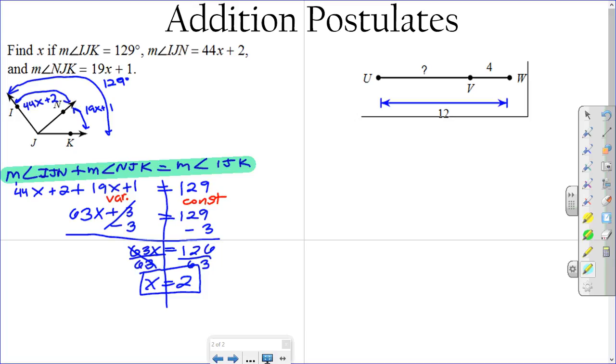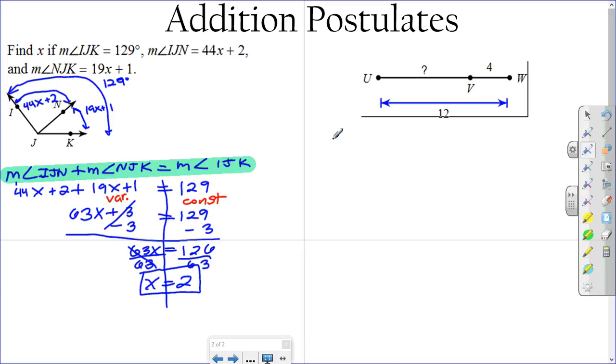Okay. Now, example number 2 is not an angle addition postulate. It is a line segment, or segment addition postulate. And the reason is because they give you segments. Okay. And the same idea, but instead of adding the angles, you're going to be adding the segments.